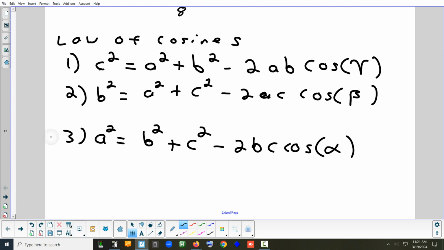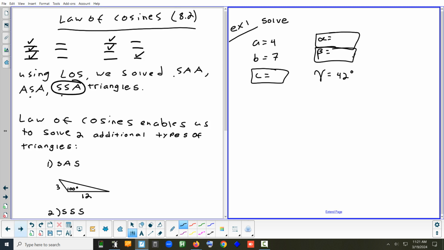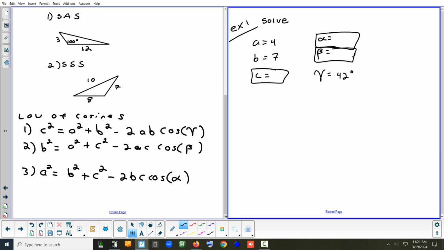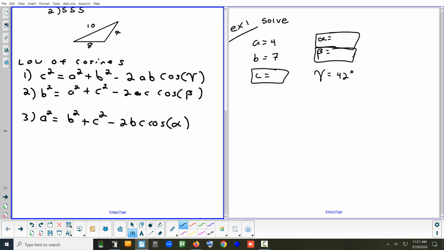So let's see if we can solve this one. Okay, so we have A, B, and gamma. How can we tell from the table if that's law of sines or law of cosines? There's not a full row, though. There's not a full row, so that means what? It means it's law of cosines.